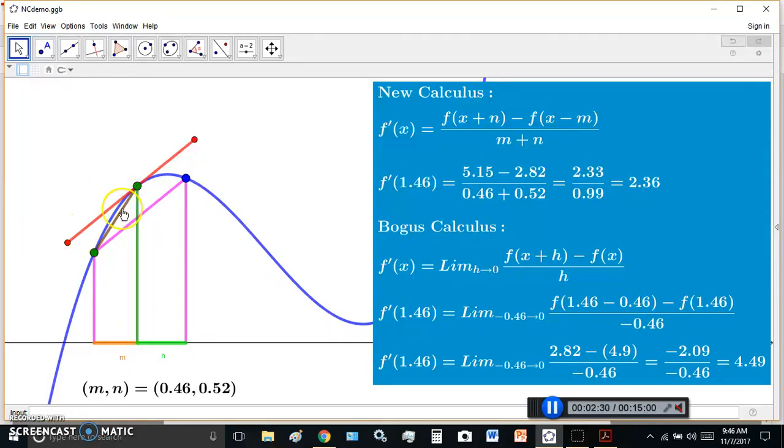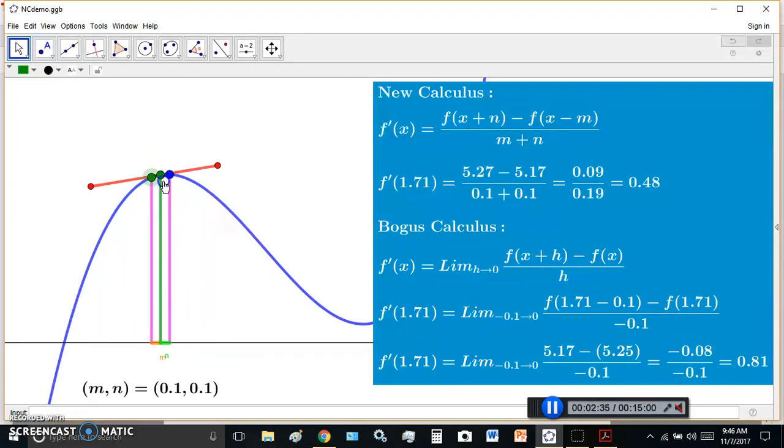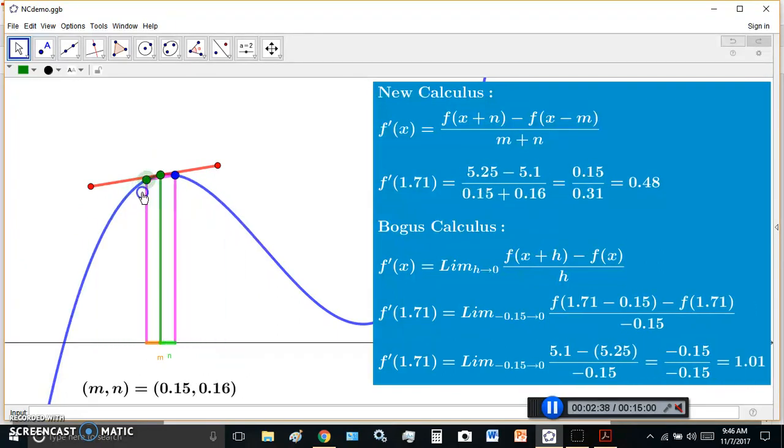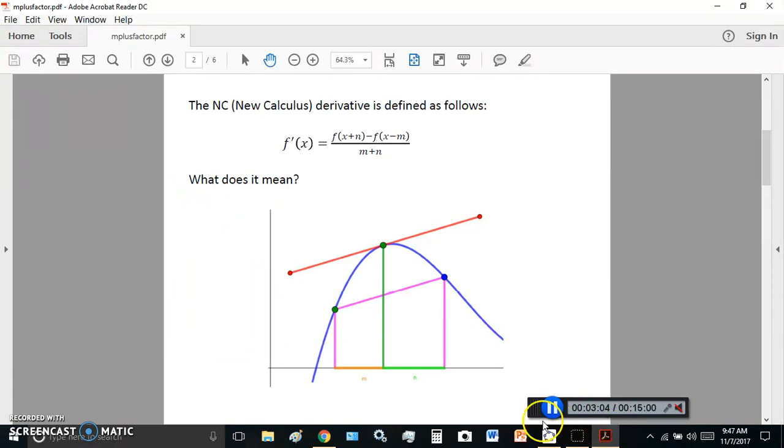So, it doesn't matter how you look at this. The new calculus always works correctly, okay? And you can play around with this applet. I'll put a link to it in the details section of the YouTube video. These distances here, m and n, have a special relationship with the point of tangency. That relationship is called the auxiliary equation, and I'll explain a little bit more as we go along in the presentation.